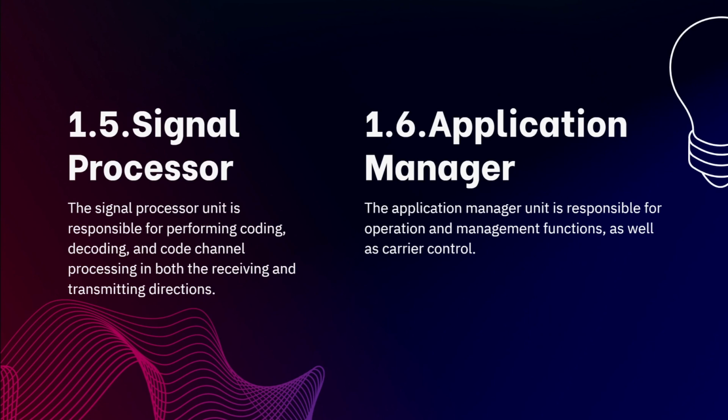The major function of this unit is to perform coding, decoding, and code channel processing, both in the receive and transmit direction. For the application manager, it is responsible for several crucial functions such as operation and management functions, carrier control, and more. It holds a similar role in transmission network planning as the transceiver in global system for mobile transmission network planning. However, the number of application managers required is solely dependent on the traffic carried by the base station and is not related to the number of cells or transceivers.